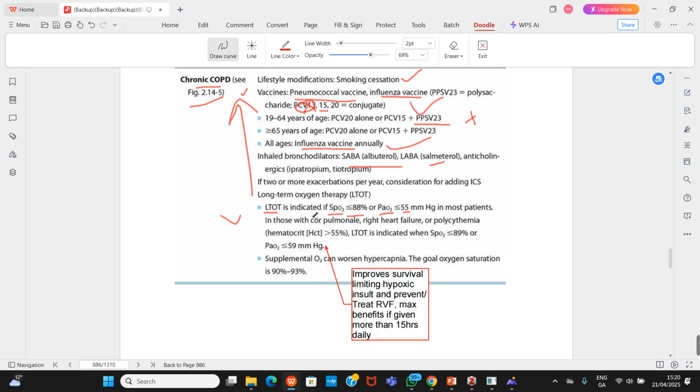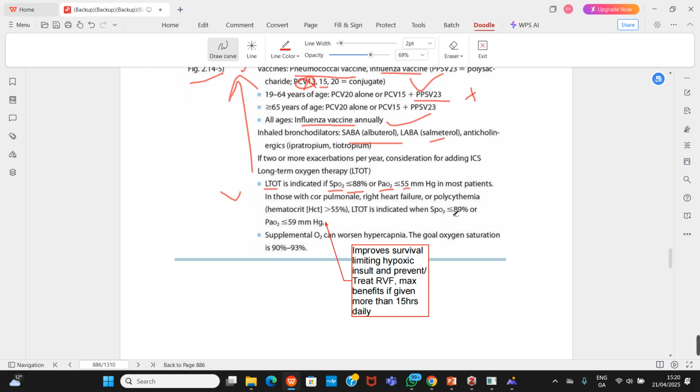The only people that you have a lower threshold to give oxygen is people that have features of hypoxemia already happening. For example, someone that's having polycythemia. One of the causes of polycythemia in COPD is that hypoxemia. Hypoxemia can drive erythropoietin, that will be causing polycythemia. Hypoxemia can cause right heart failure.